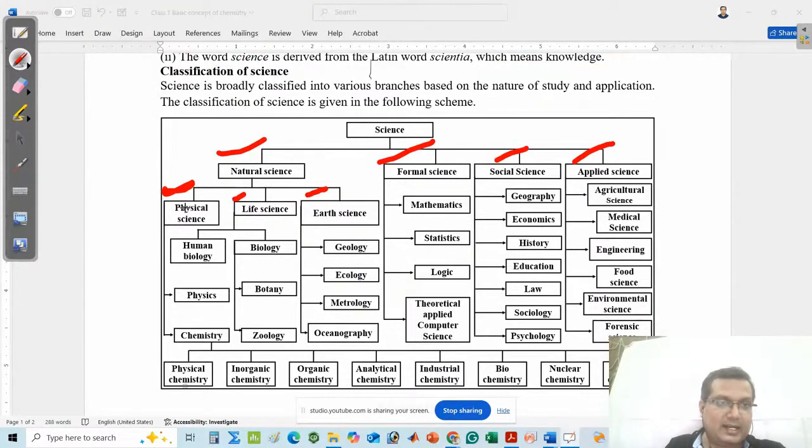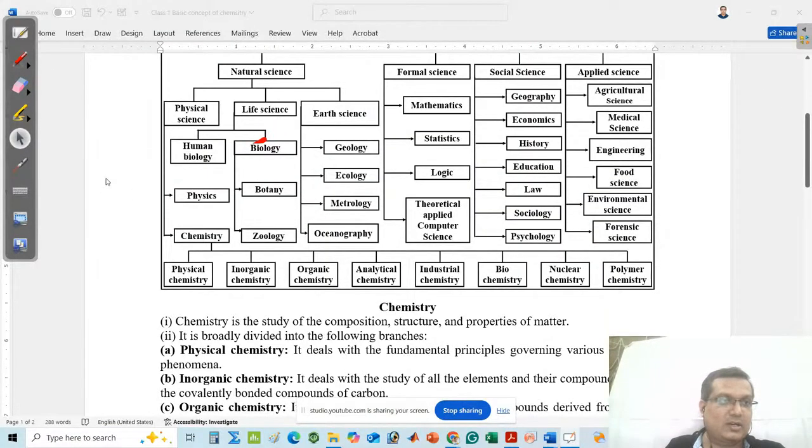Physical science is again classified into two types. You can see here: one is physics, another is chemistry. Physics means Padartha Vijnana, chemistry means Rasayana Vijnana. Next, chemistry is again classified into different branches. Here I have given a few examples. One is physical chemistry, Bhautika Rasayana Vijnana. Next is inorganic chemistry, Ajaiva Rasayana Vijnana. Next is organic chemistry, Jaiva Rasayanika Vijnana.